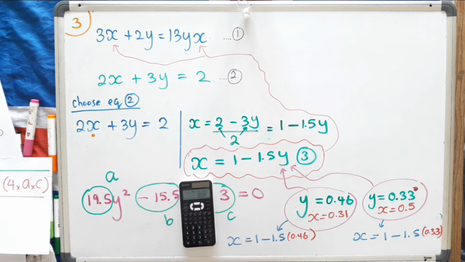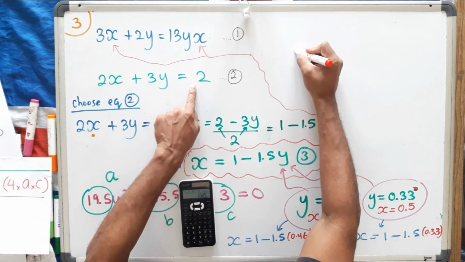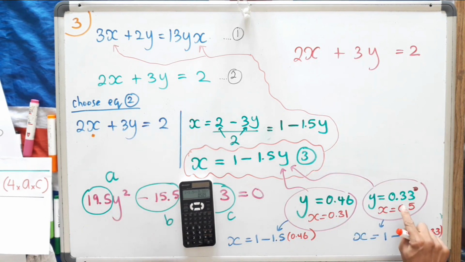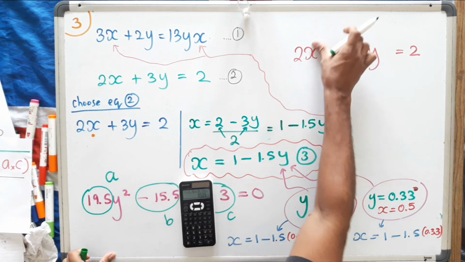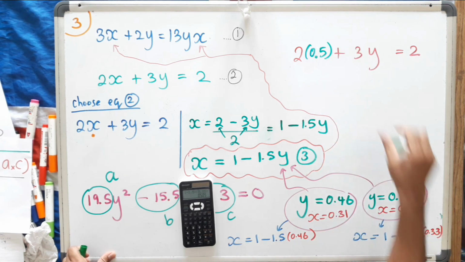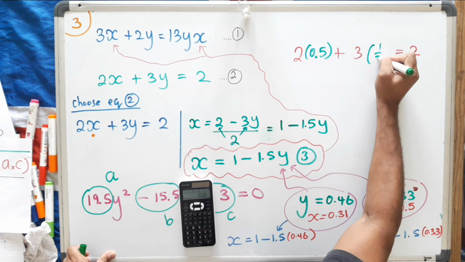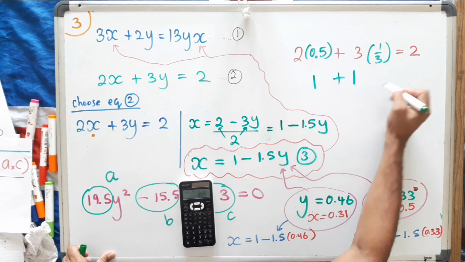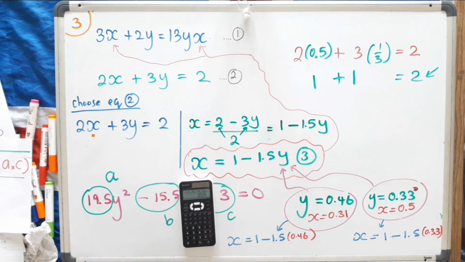So here's what you can do. Choose any one of the equations. I'm going to choose equation 2 because it looks simpler and easier to deal with. I am going to replace y with 1/3 and x with 0.5, and if I work it out, I'm supposed to get back 2. Erase x. Replace it with 0.5. Replace y with 1/3. 2 by 0.5 is 1. 1/3 of 3 is 1. 1 plus 1 is 2. So that's how you can do a test to know if you are actually correct in the exam.